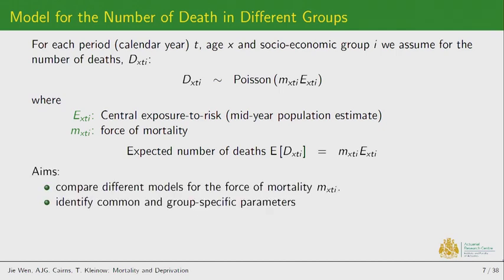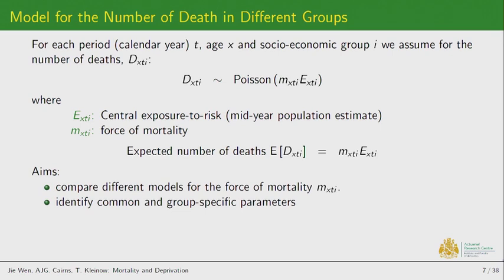So the aims today are to look at different models for M. We will not change the Poisson assumption. We consider E as a given, that's the population estimates. But what we want to look at are different models for the force of mortality M, depending on three things: on age, on the calendar year, and also on the socioeconomic group, which we will denote by i.